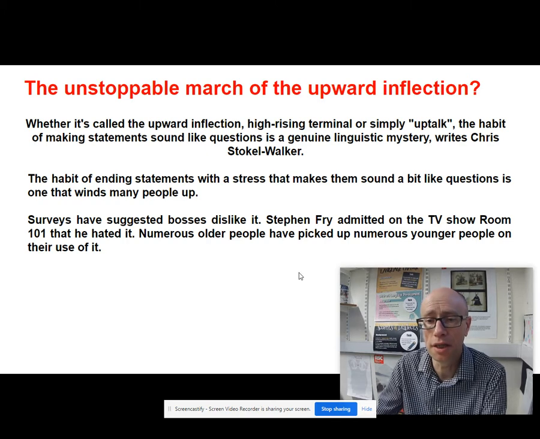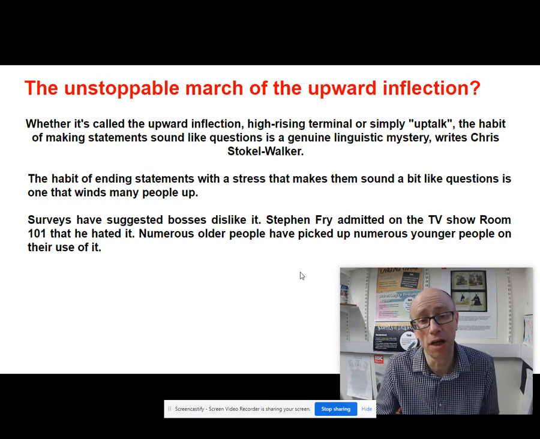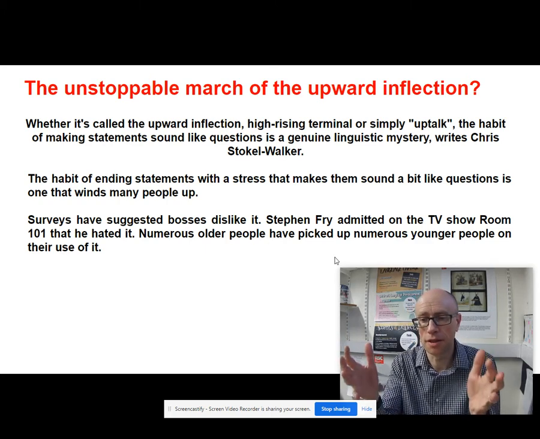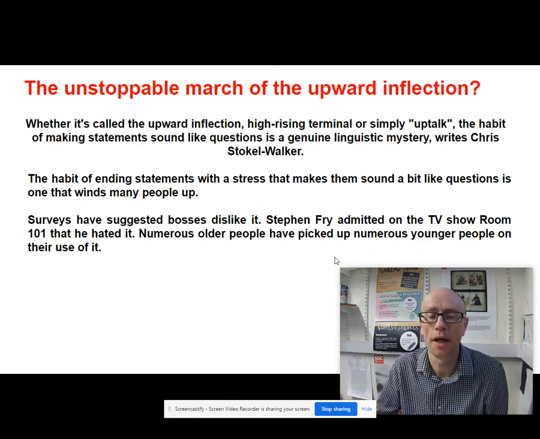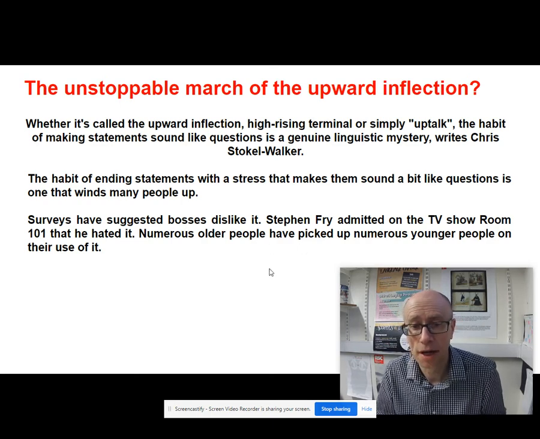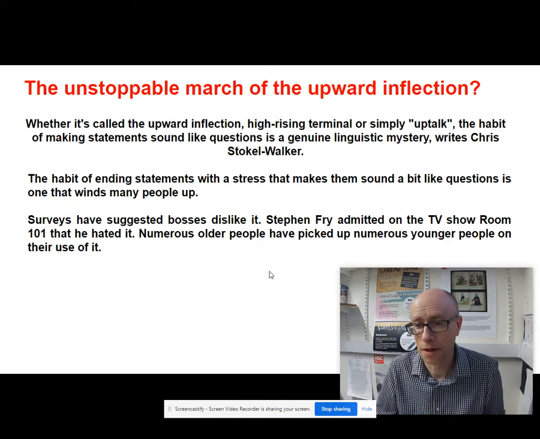Surveys have suggested bosses dislike it. Stephen Fry admitted on the TV show Room 101 that he hated it. Numerous older people have picked up numerous younger people on their use of it. So notice the use of the short sentences here, it's like a rule of three. And the overall feeling that we've got by the end of the paragraph is that lots of people, especially older people, and some of them quite expert, have very negative viewpoints about this new phenomenon.